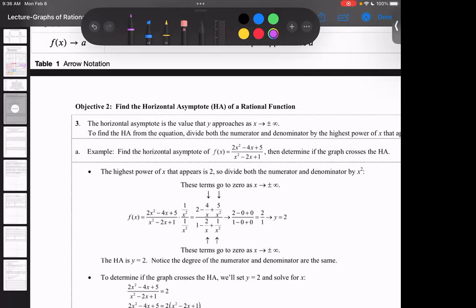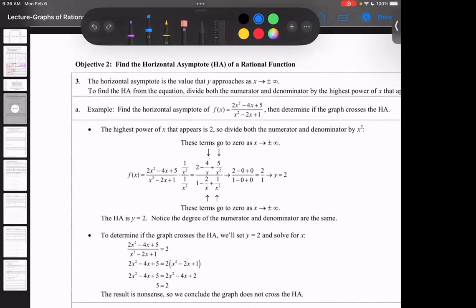If you look at the example right there, don't write down. I'm going to divide everybody by x squared. Why x squared? Because that's the highest power, right? So 2x squared divided by x squared, that's just 2. Negative 4x squared divided by x squared is negative 4 over x. And then 5 divided by x squared is 5 over x squared. Right? And then I do the same thing in the denominator.